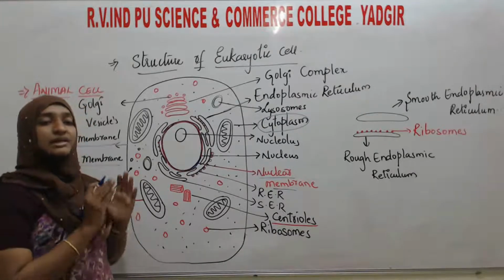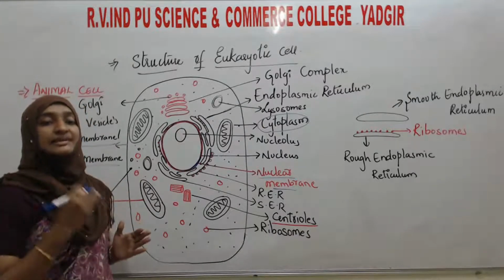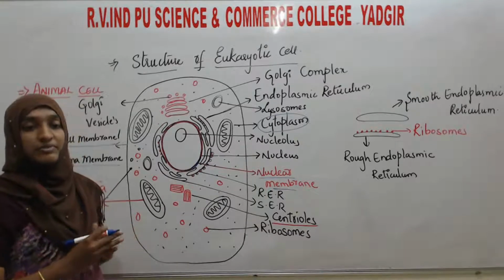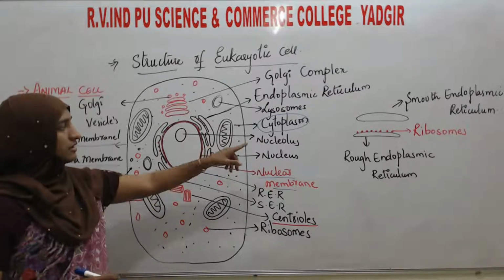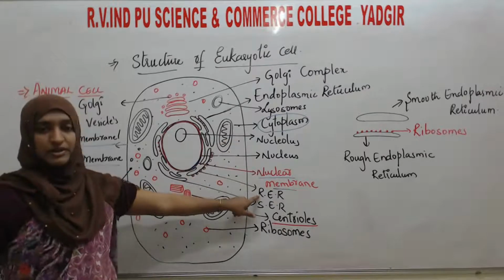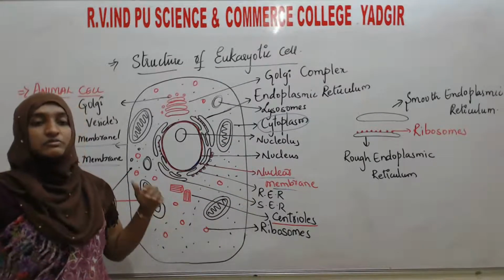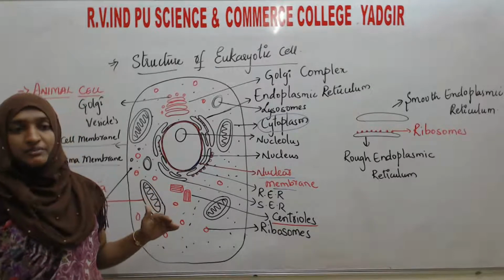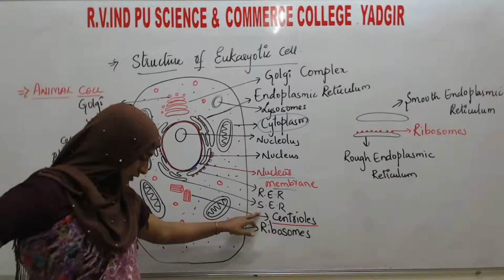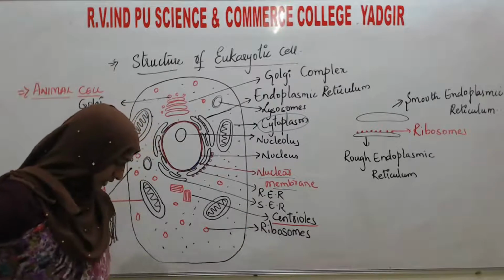If there is a presence of ribosomes on the endoplasmic reticulum, then it is known as the rough endoplasmic reticulum. Okay, if there is an absence of ribosomes on the surface of the endoplasmic reticulum, then it is known as the smooth endoplasmic reticulum.